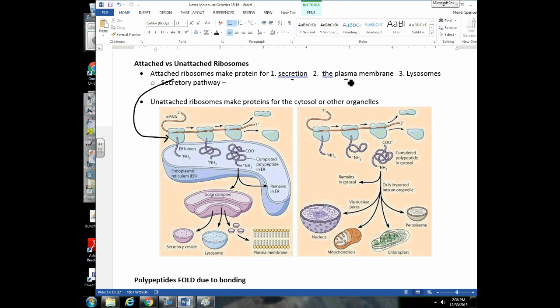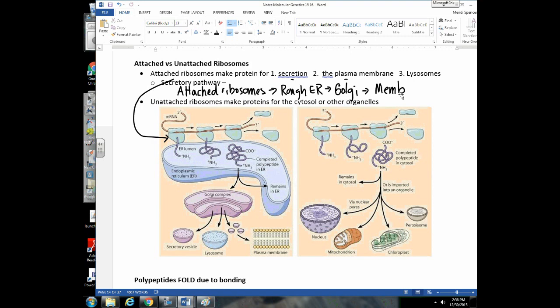So you need to remember that the secretory pathway, or the pathway for creating these enzymes or proteins that are going to be secreted, starts with the attached ribosomes. They will send the polypeptide to the rough ER. The rough ER modifies that polypeptide, can send it to the Golgi, and the Golgi is what tags it and sends it to the membrane, either to insert those proteins or to release them through exocytosis.